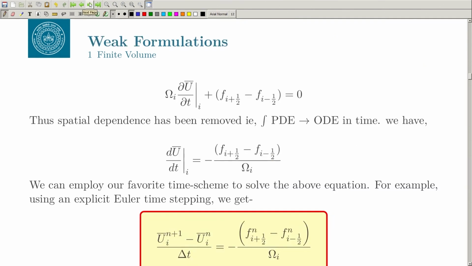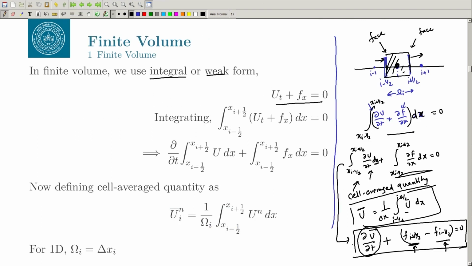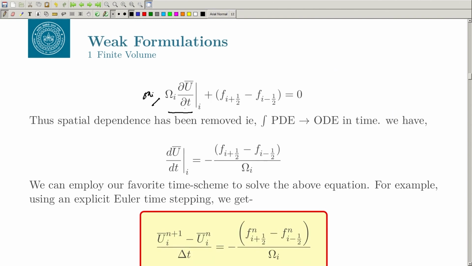Okay. So, now we have removed the spatial dependence. Here I have used the delta x I earlier. Yes, there will be delta x I here, because del U by del T is defined, I mean this will be u bar delta x. So, that is nothing but your cell volume. So, your omega I del U bar by del T I plus F I plus half minus F I minus half equals 0.